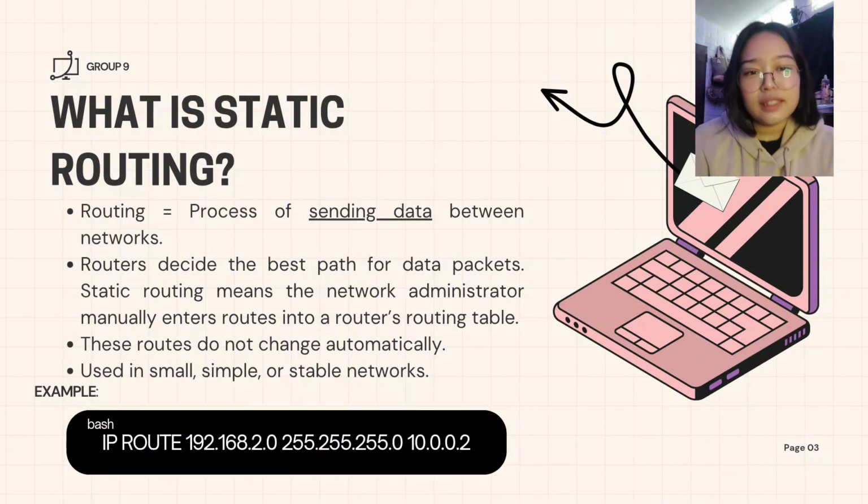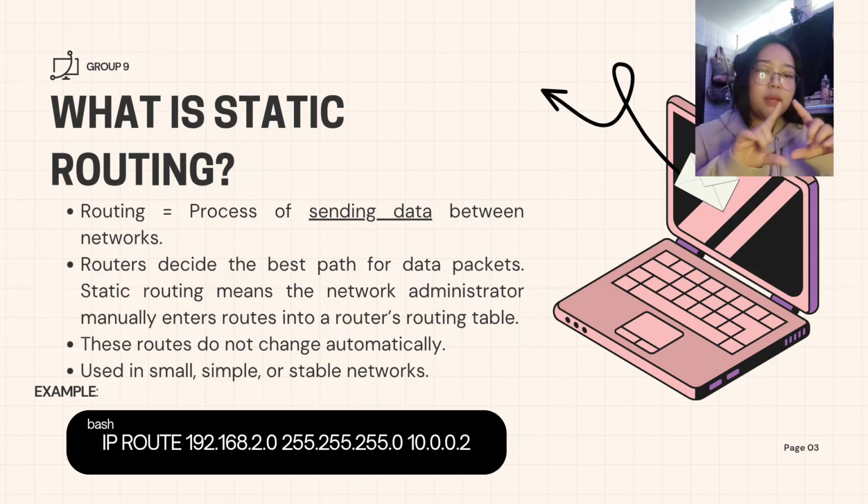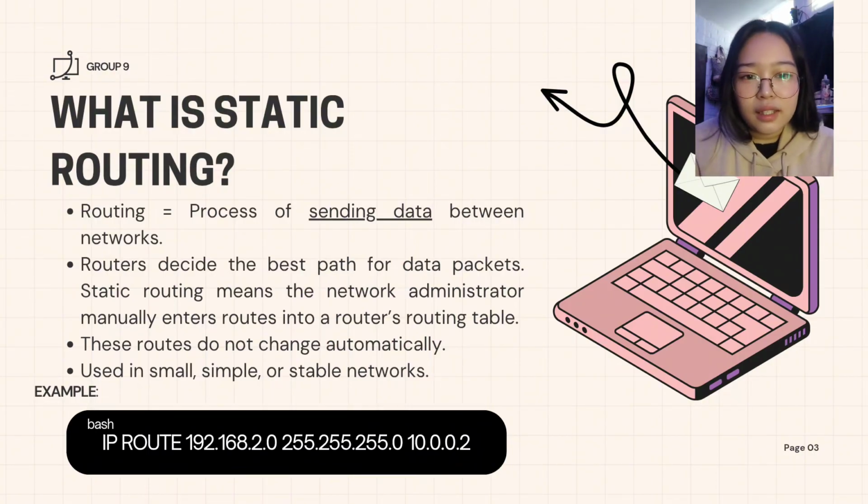Now, what is static routing? Static routing is the process of sending data between networks. The router decides the best path for the data packets. Data packets are like envelopes. In other words, for other people to understand, static routing means the network administrator manually enters routes into a router's routing table.